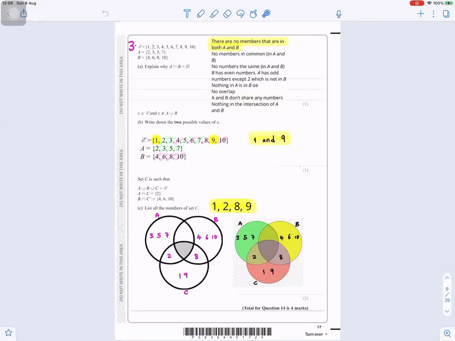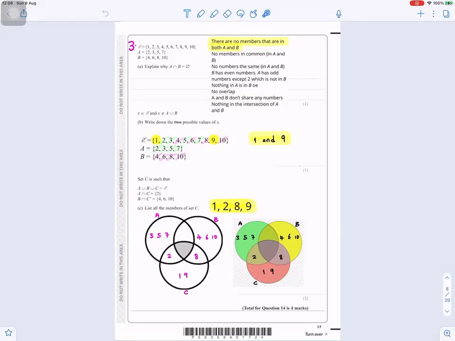Set C is such that A union B union C is equal to the universal set. A intersection C is 2. So A intersection C is this one there. What is in A and C is 2.